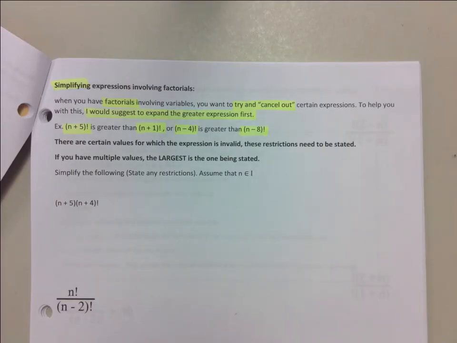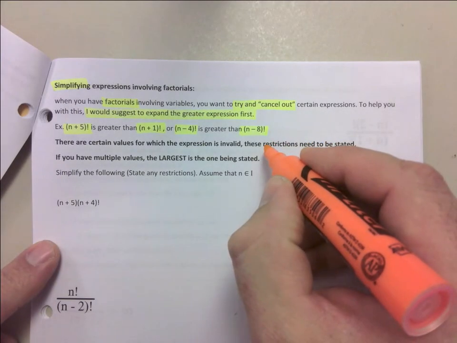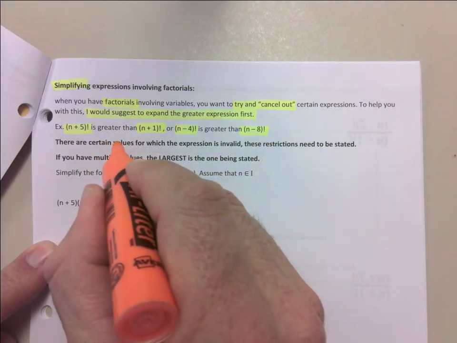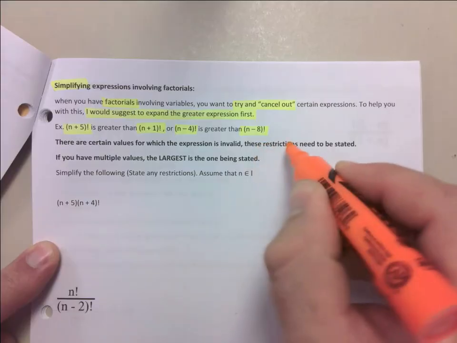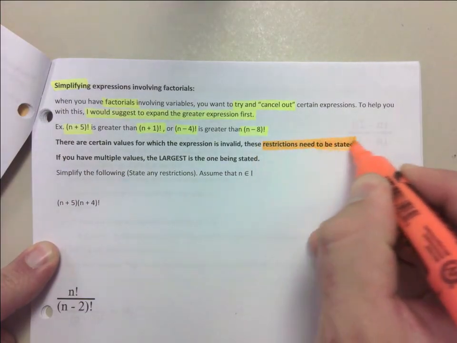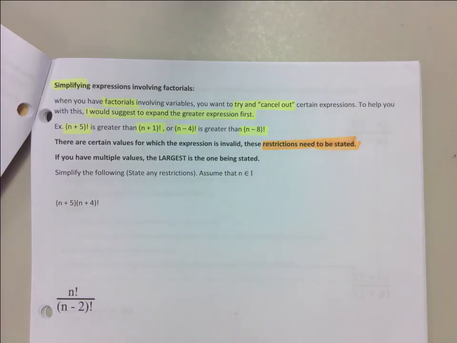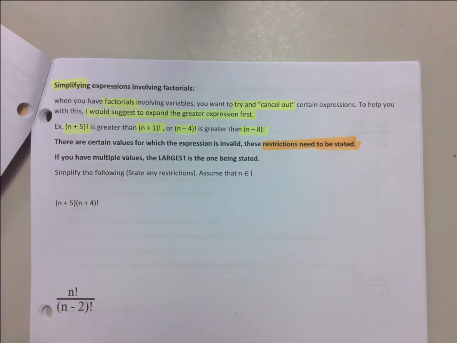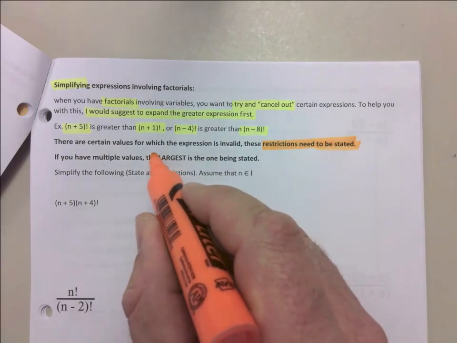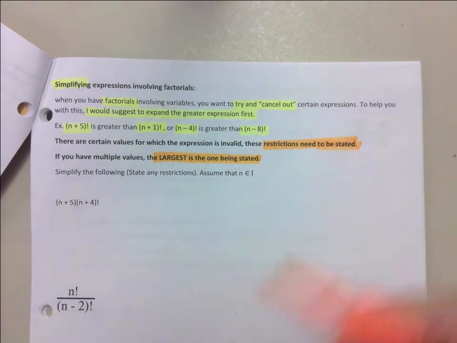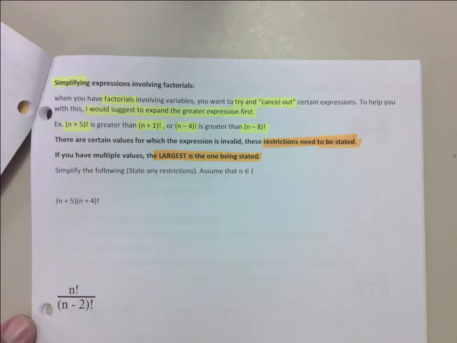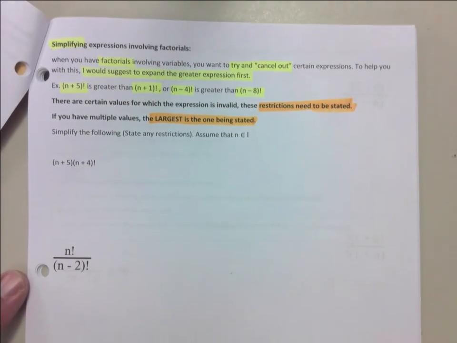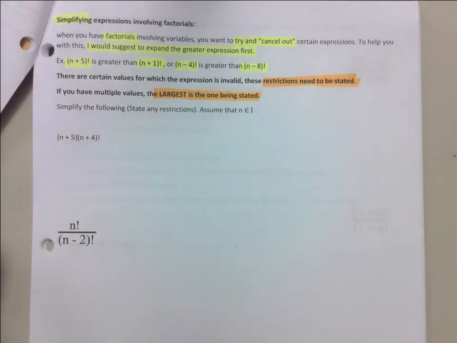Another important thing here is that you need to make sure that there are certain values for which the expression is invalid, and so these restrictions need to be stated. Simplify the following, state any restrictions. Another thing is there may be multiple restrictions. I usually focus on the largest one as my overall restriction, but it's not going to be wrong if you state them all. Okay? So here we go.